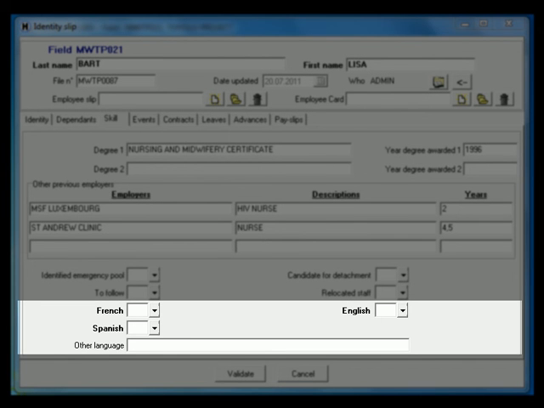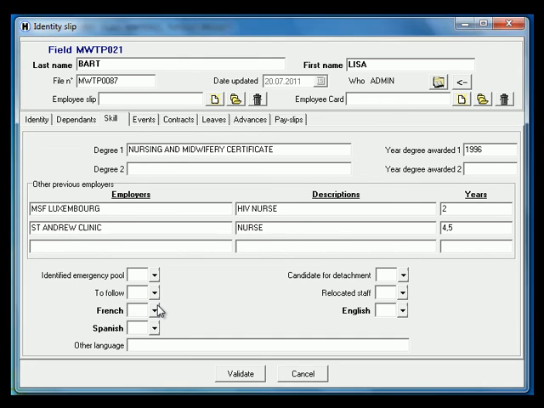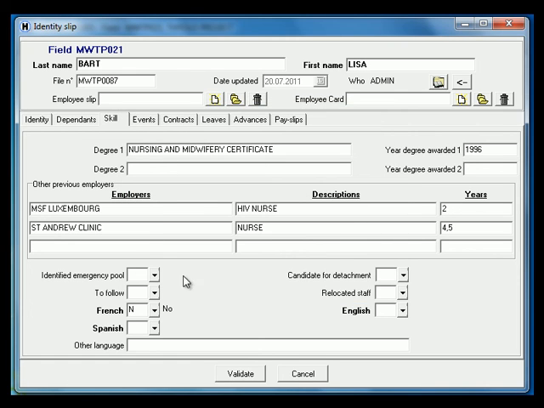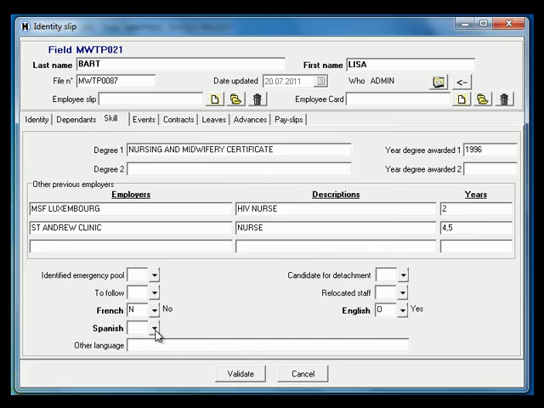In the area dedicated to languages, we should mention if the employee speaks the most common languages used within MSF. Let's do it for Lisa. She does not speak French. She speaks English. She does not speak Spanish.